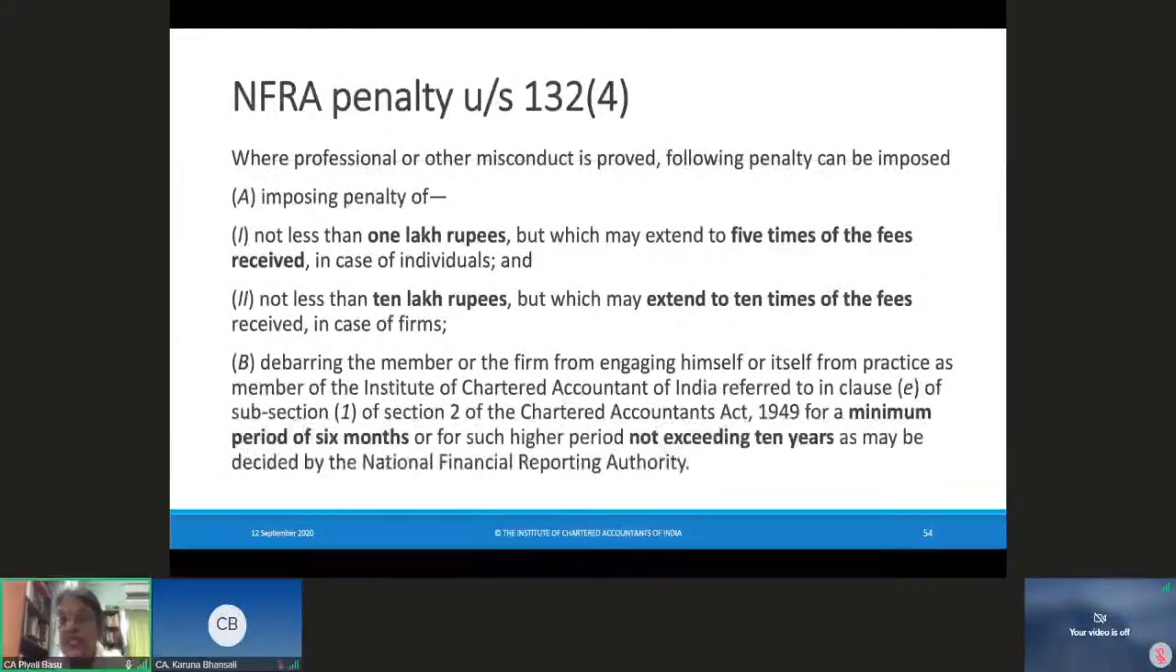If professional misconduct happens, penalties are imposed. So that's the imposition of the penalty, including debarring of a firm from engaging in practice as a member of the institute for a minimum period of 6 months and not extending for more than 10 years.